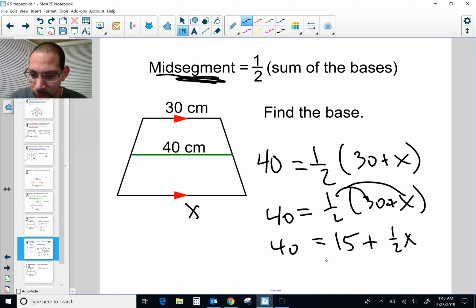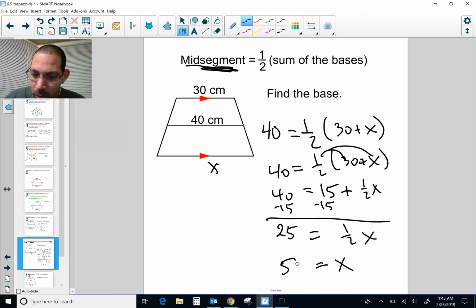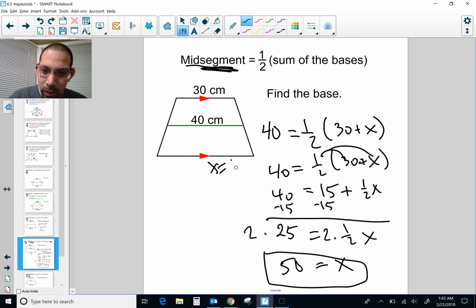Then you're going to subtract the 15 from both sides. That would make this 25 equals half x. If half of x is 25, then a whole x is 50. Or in other words, times this by 2, and times that side by 2. 2 halves makes a whole x, and 2 25s makes 50. Your answer is 50. If you want to check, remember: add the top, add the bottom. That's going to be 80. Cut it in half, you get the midsegment.